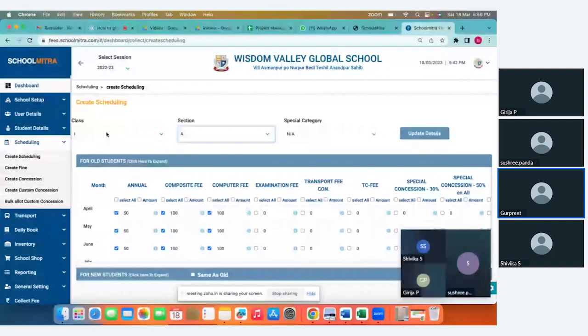For example, for first A, I have set up that in the month of April, under annual fees, I'm going to take 50 rupees. Under composite, I'm going to take 100 rupees. And again, under computer, I'm going to take 100 rupees. This is applicable for class first A.